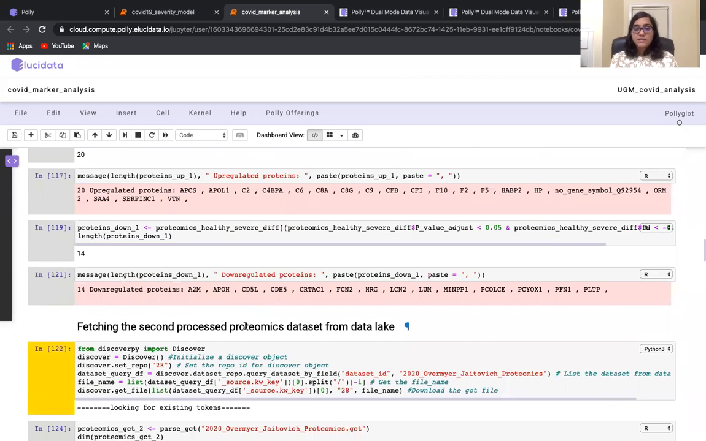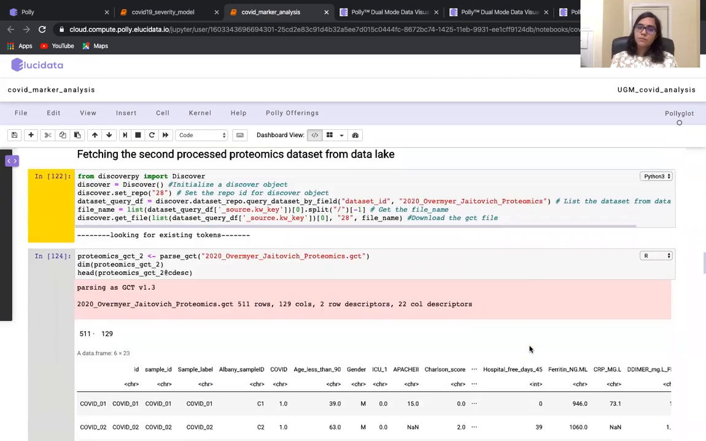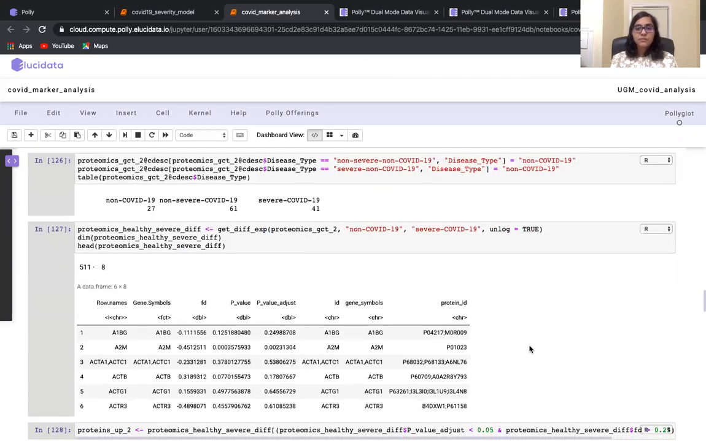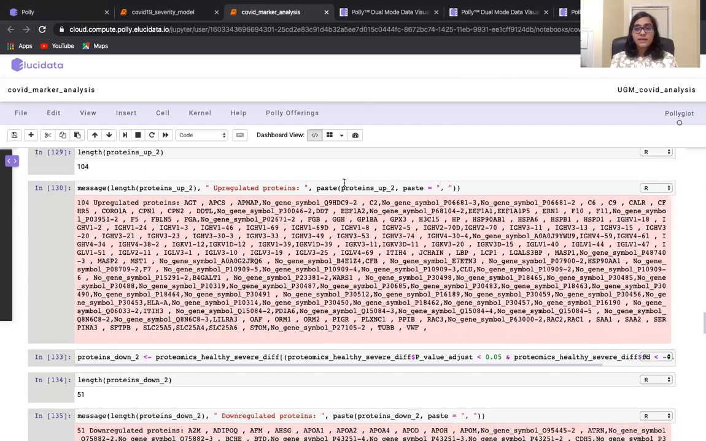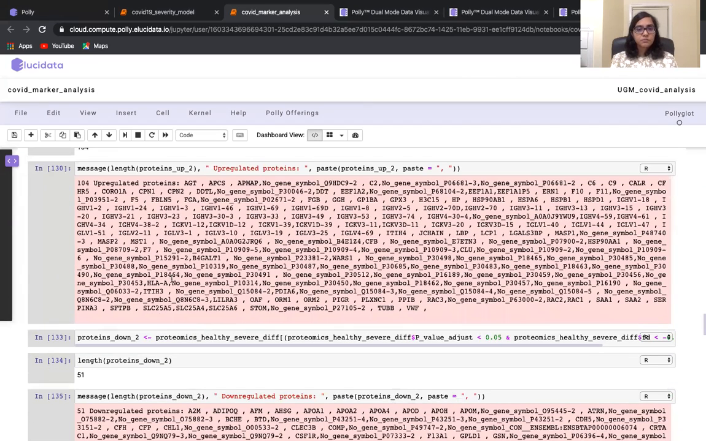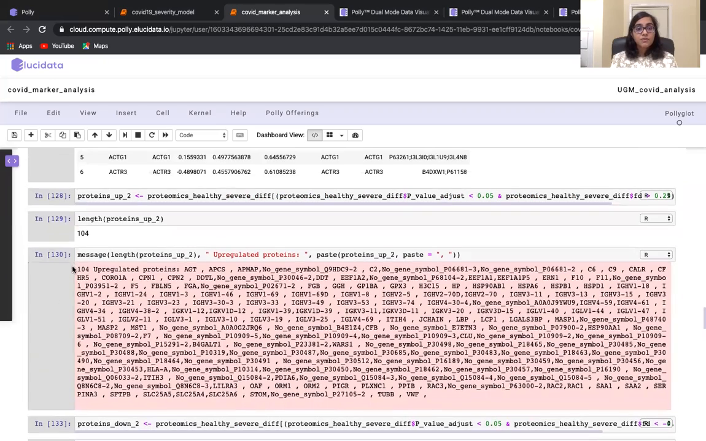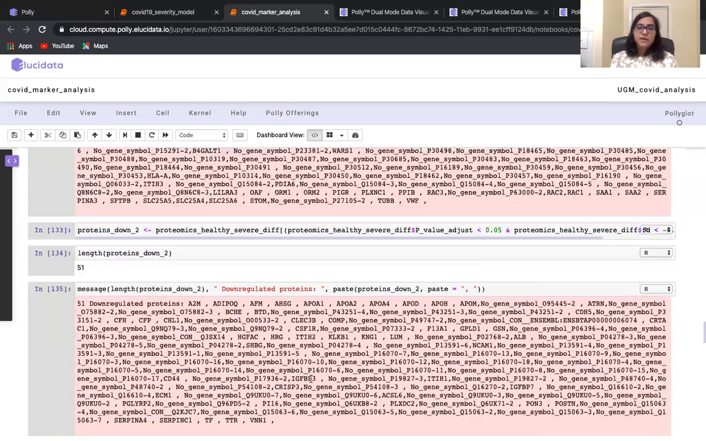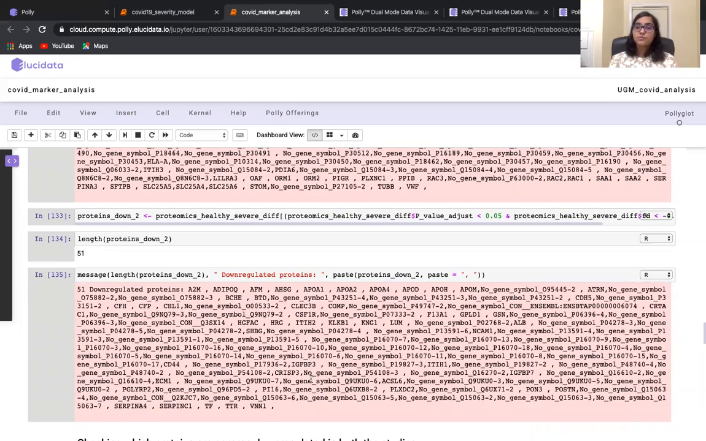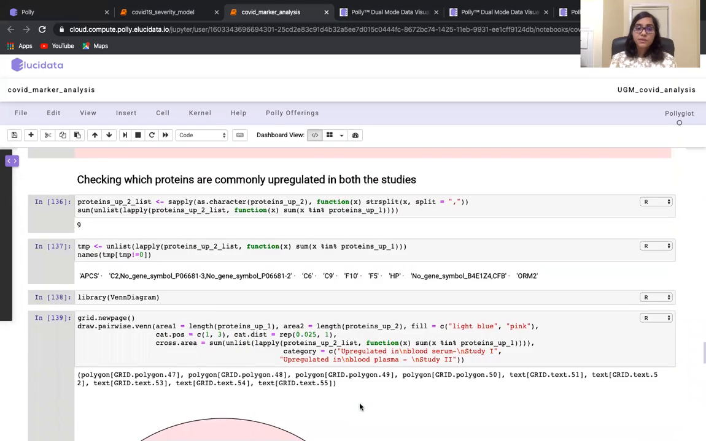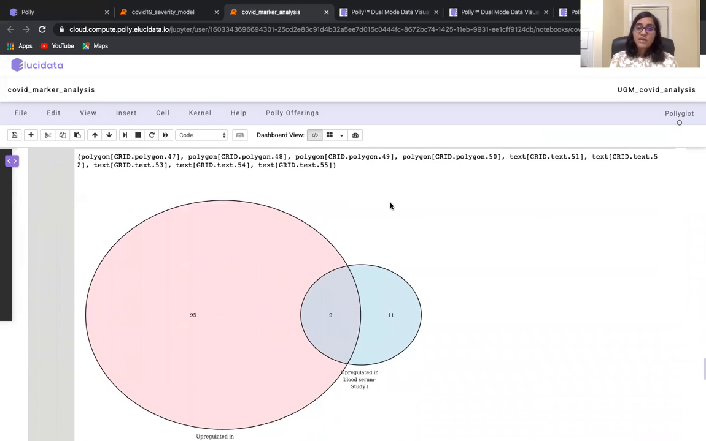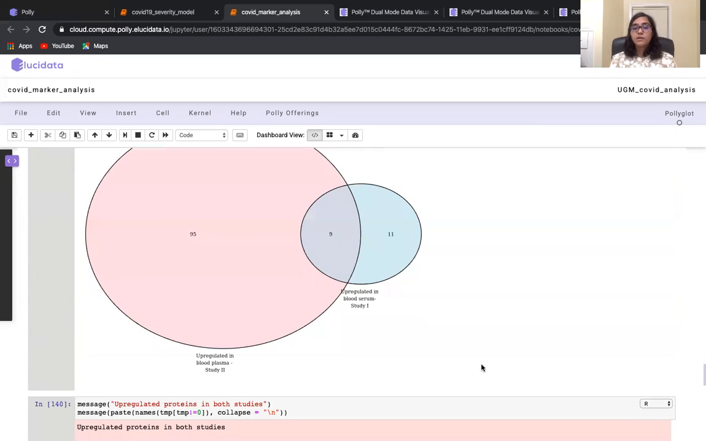We did the same thing with the second multi-omic data, and we can see that there are 51 downregulated proteins and 104 upregulated proteins. And now that we have these markers from both of these data sets, we can ask the question, how many of these are common? And when we do that, we can see that there are 9 proteins that are upregulated in blood plasma in one study and blood serum in the second study.